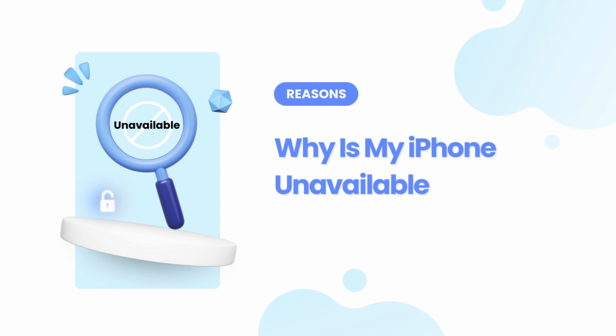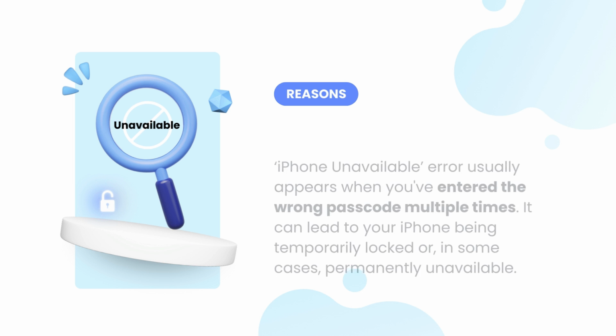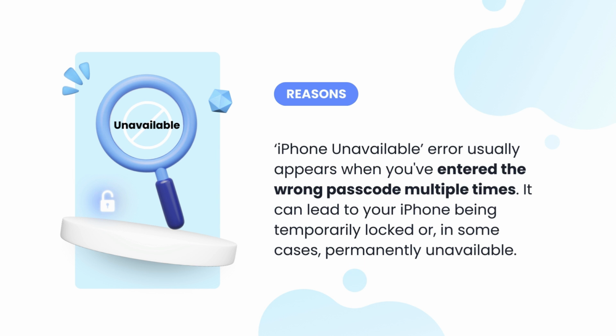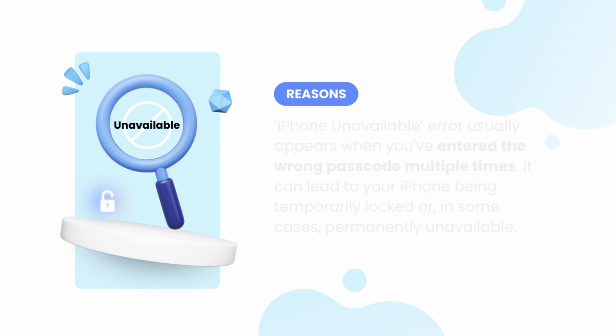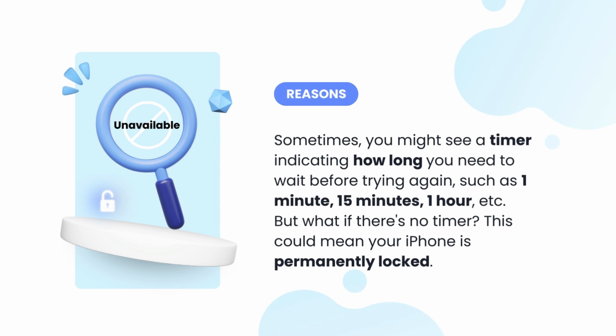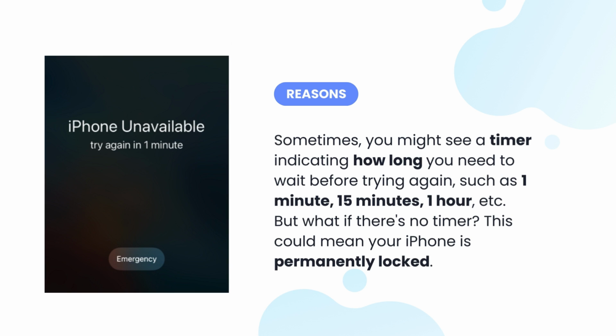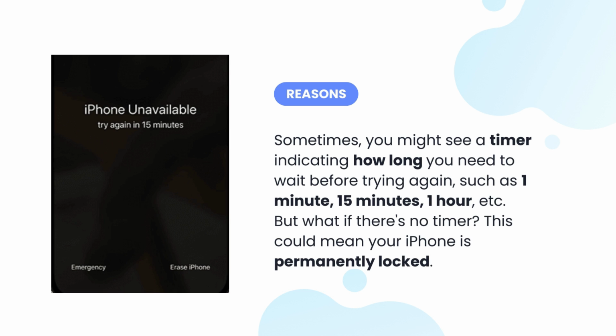First, let's talk about why the iPhone is unavailable. This message usually appears when you've entered the wrong passcode multiple times. It can lead to your iPhone being temporarily locked or, in some cases, permanently unavailable. Sometimes, you might see a timer indicating how long you need to wait before trying again, such as 1 minute, 15 minutes, 1 hour, etc.